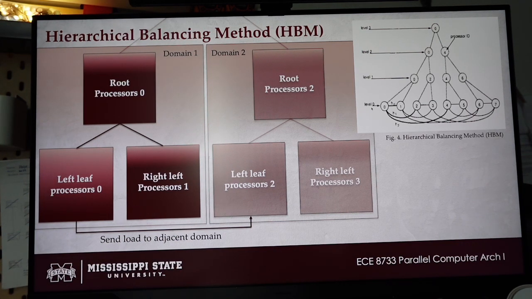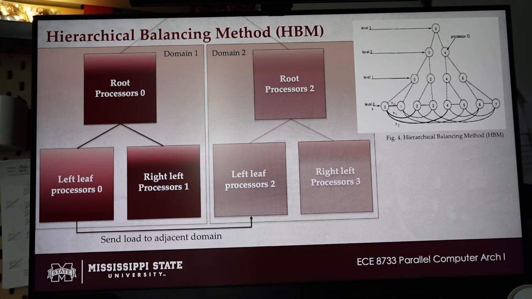The root processor will send the migration information to the lower level leaf processors. For example, if the left leaf processor E0 in domain 1 is overloaded, then the left leaf processor E0 will send a portion of the load to the nearest domain, which is domain 2's left leaf processor. In this method, a left leaf processor will only send the load to a left leaf processor.